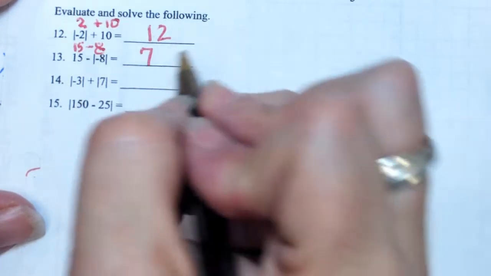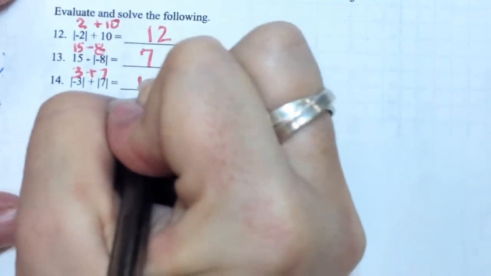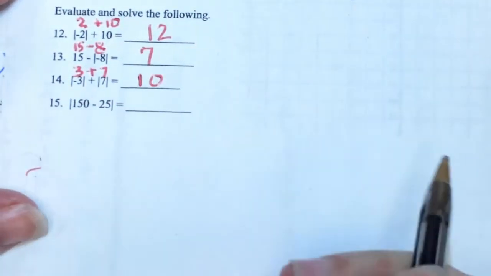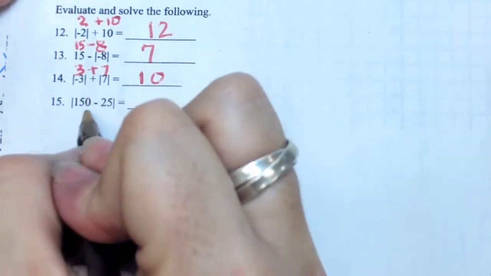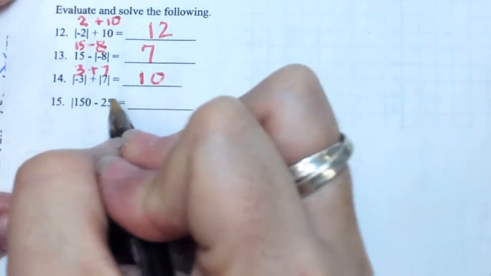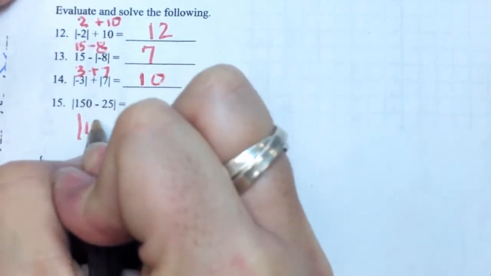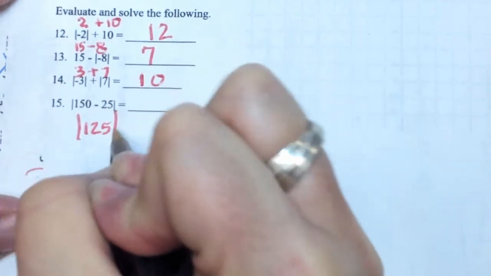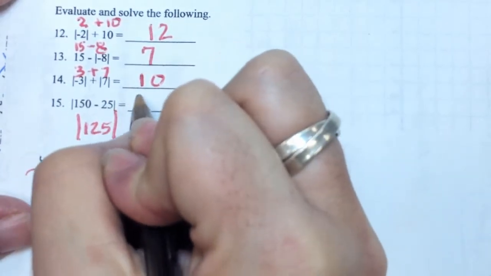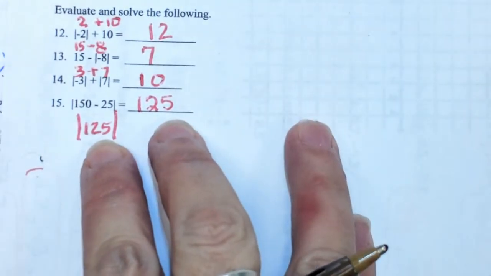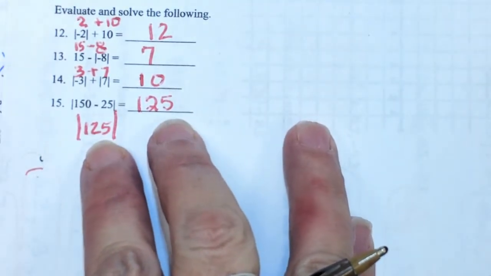The absolute value of negative 3 is 3. Plus the 7 is 10. Don't erase it. That's right, 10. Now, on this one, 150 minus 25 is 125. So the absolute value of that is 125. I realize they're the same, but one day in your life, it'll end up mattering.